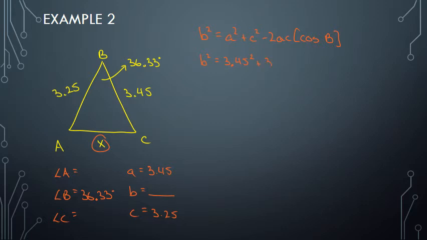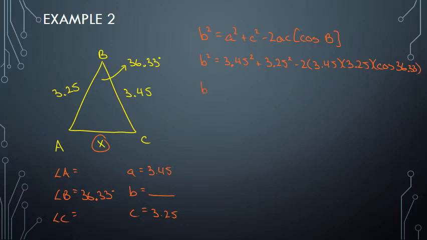Plus 3.25 squared minus 2. The a value is 3.45. The c value is 3.25. And then cos 36.33. Am I going to be able to squeeze that in? I think I got that in frame.